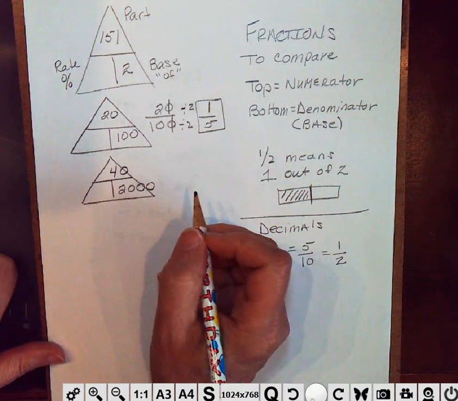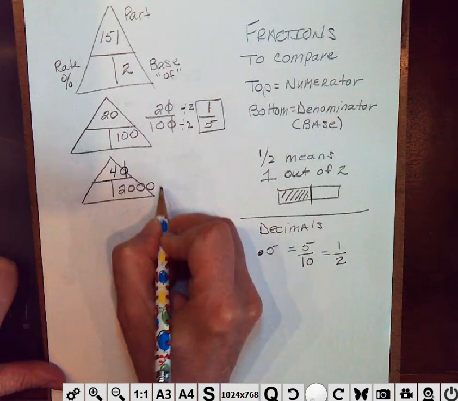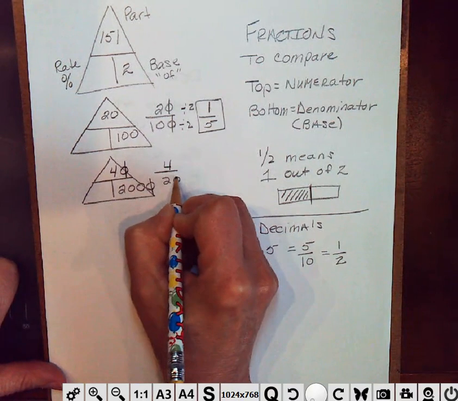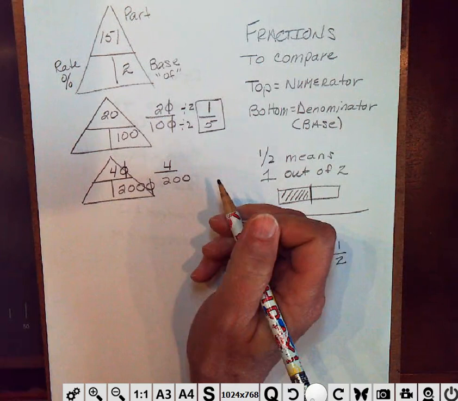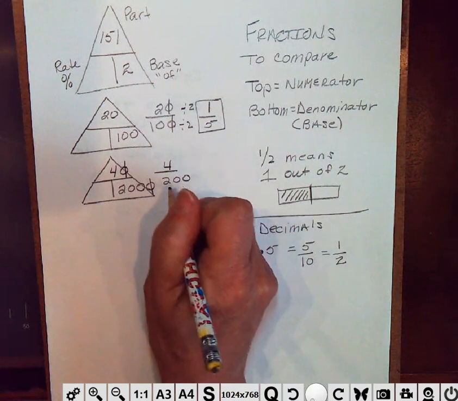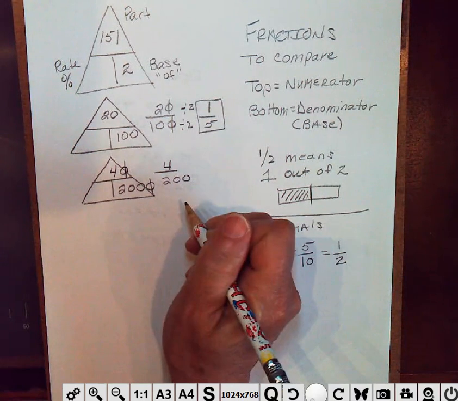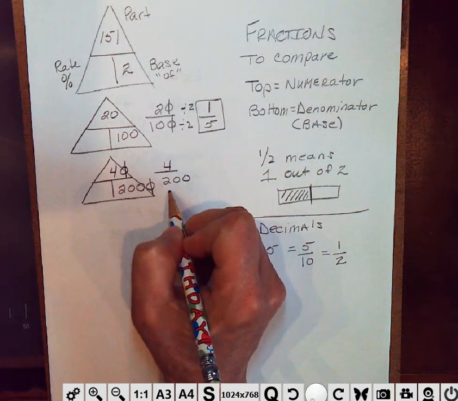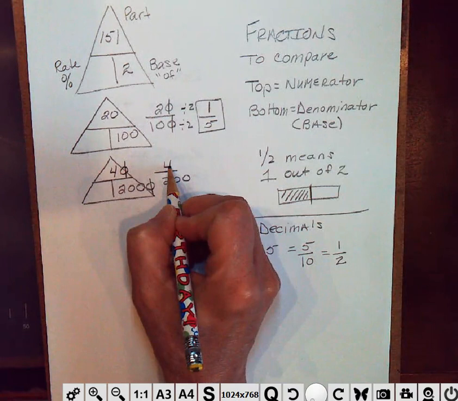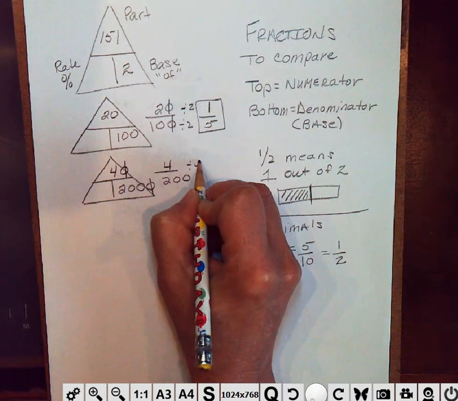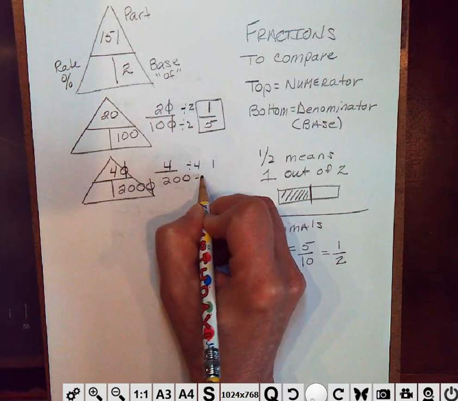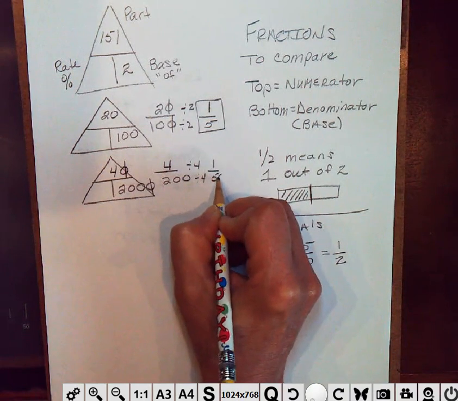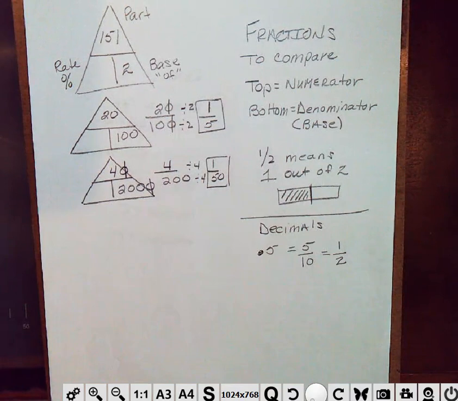For every zero on top, I can get rid of a zero on the bottom. So my fraction is 4/200, tenths, hundredths, thousandths, and reduce to lowest terms. What number goes into both equally? 4 goes into 4 once. 4 goes into 200 50 times. So it's 1/5.